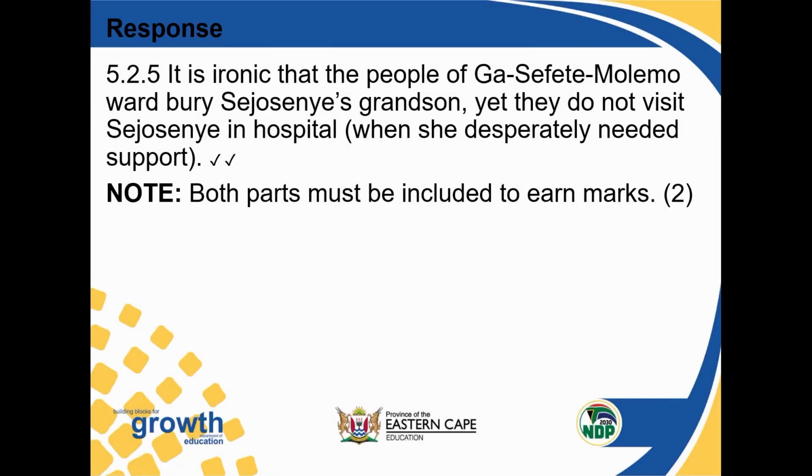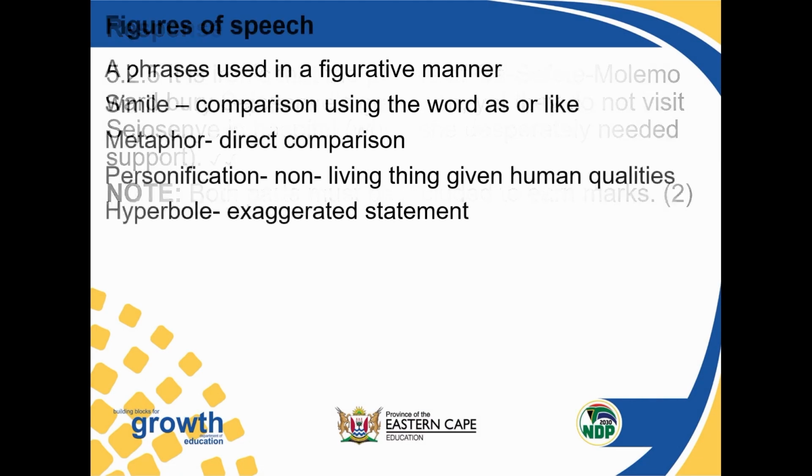They are able to assist in burying Fredman, but they do not go to visit Sejosinye when she is in hospital and when she needed them the most. So that is where the irony is. They were kind enough to assist with the funeral, but visiting and supporting Sejosinye, they were unable. So there you have shown both sides of the irony. Okay, I hope the irony is clear. And if that one is clear, we can move to the figures of speech.